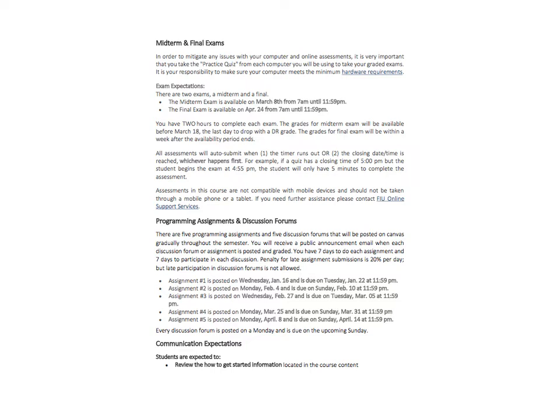At the end of the syllabus, you will see the course calendar. So you will see in which week we have what assignment. And then also here you see that every discussion forum is posted on a Monday and it's due on the upcoming Sunday. Which means that for discussion forums you have 7 days to participate.